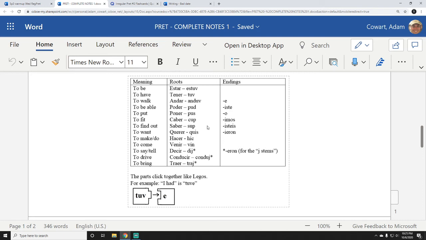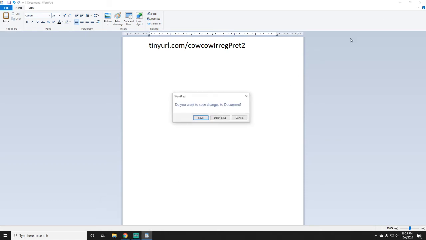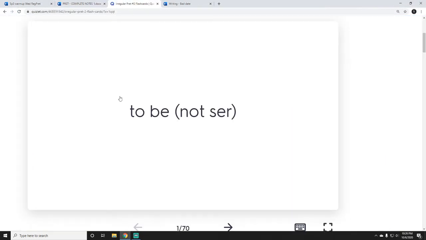Okay. Now, next to show you, I'm going to type it real big here so we can all see. Let's crank up the level here. If you go to tinyurl.com/cow-irreg-pret2, make sure I got that right. Let's see. Yep, cow-irreg-pret2. So if you type that into the web browser, it will take you straight to this. It's a Quizlet. Okay, it's got all of these verbs.